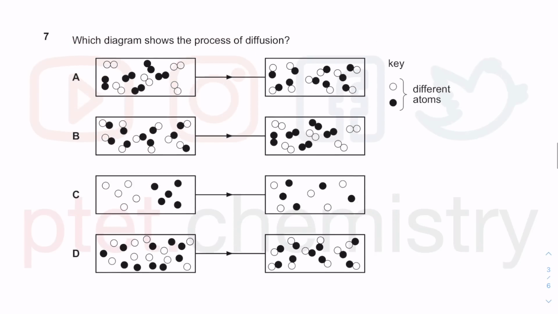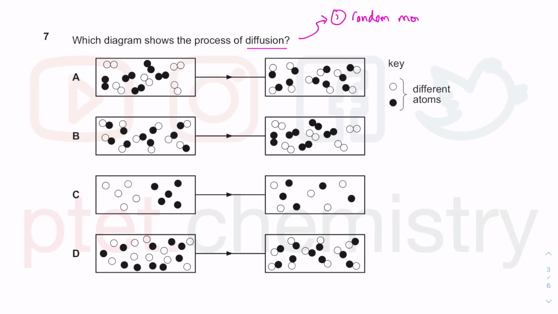Number 7, these are just some diagrams. These are diagrams representing what happened to the particles. In this case, these are atoms. These are molecules and atoms. Okay, so we know diffusion is to do with the random movement of particles. So there's your first point, random movement of particles.